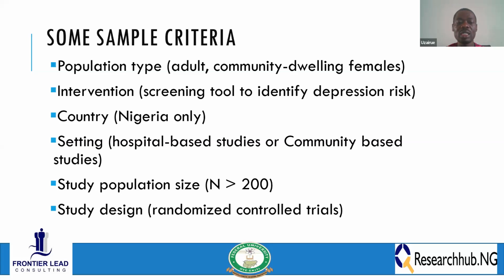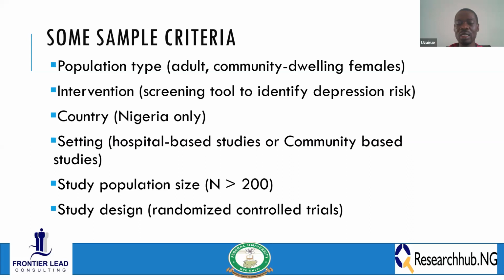Then the next one, you're looking at intervention, for example. Are you looking at a screening tool, for example, to identify depression risks or cardiovascular risks or whatever risks you want to look at? Then the next thing is country. Are you looking at multiple countries, say, for example, West African countries, or just only Nigeria? Now, the next thing, you're also looking at settings. Are you looking at hospital-based studies or community-based studies?